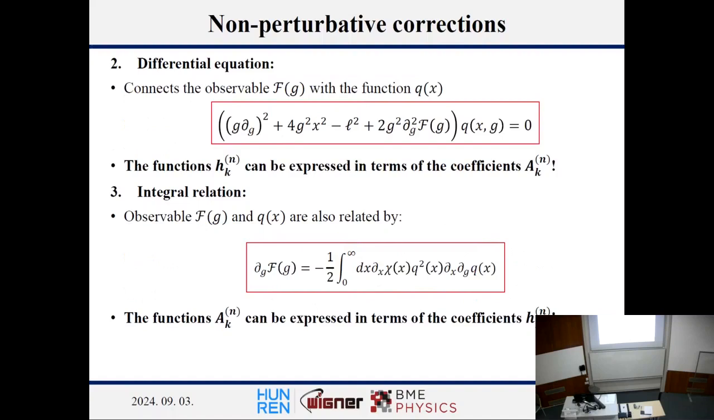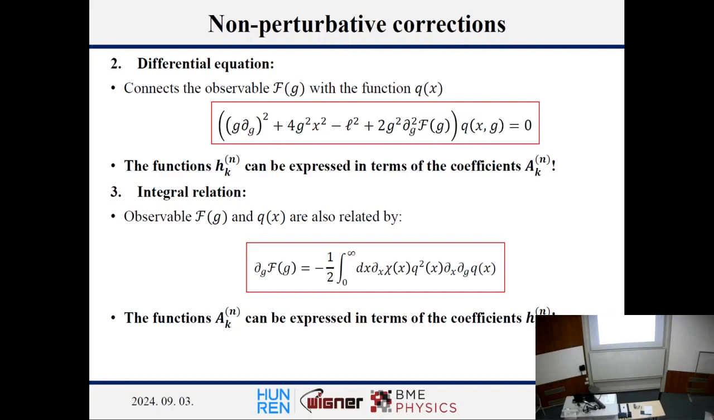The other thing that you can derive from your determinant definition is a differential equation. If you forget about this last term, this looks like a differential equation for Bessel functions. But here a source term connects this auxiliary function to your original observable. So if you can solve term by term, perturbatively and non-perturbatively, for this Q function, the coefficients of this Q function will enter your coefficients of the original observable.